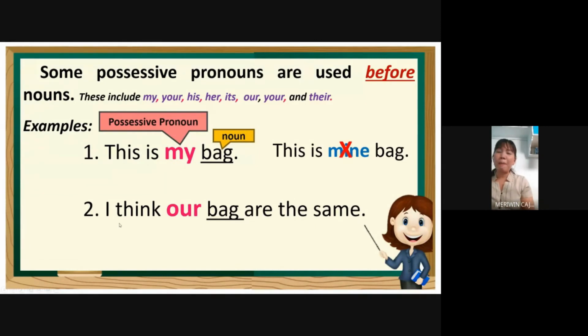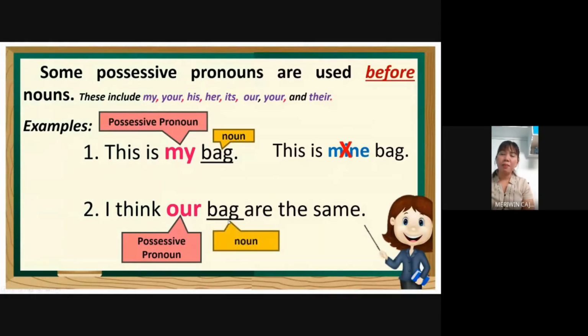Number two, example: I think our bag are the same. Again, the possessive pronoun is our and the noun is bag. So before the noun, there is a possessive pronoun. So are you going to say, I think ours bag are the same? Is that correct? Okay, very good.